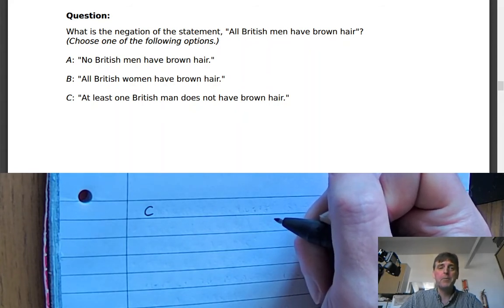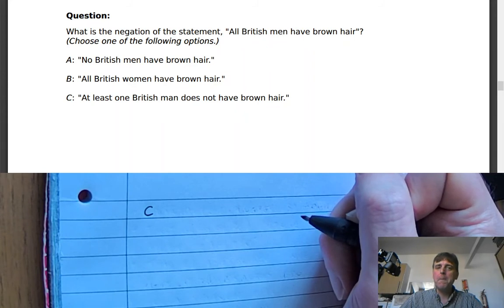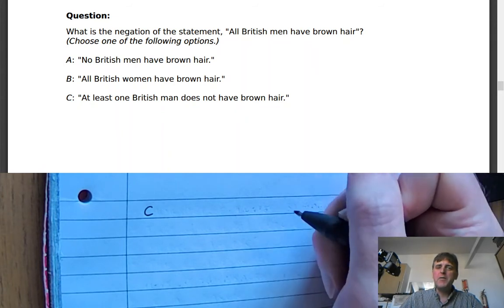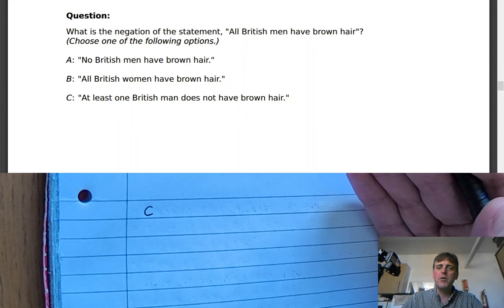But some of you may have used part A there and written down the answer A. No British men have brown hair. Well, the reason why that's not the correct answer here is because if some British men have brown hair, that's still contradicting. It's still saying that our original statement, all British men have brown hair, is wrong.